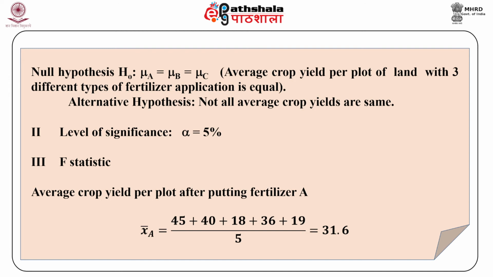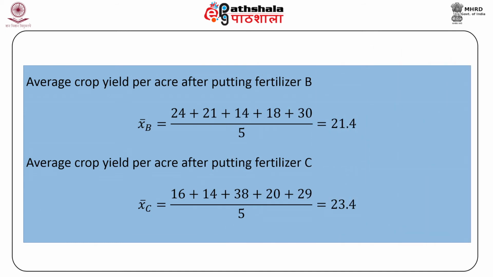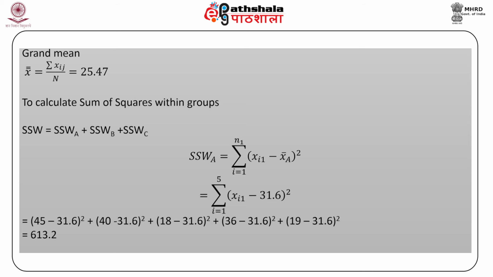The third thing which we have to do is now find out the F statistic. What is the average crop yield per plot after putting fertilizer A? We can find it out, which is denoted as XA bar, equal to the sum total of the values in the first column divided by 5, which gives us the average yield equal to 31.6. Similarly, XB bar is equal to 21.4 and XC bar is equal to 23.4, which is again the mean value obtained from the third column. The grand mean X bar is equal to summation Xij divided by n, and this comes out to be 25.47.